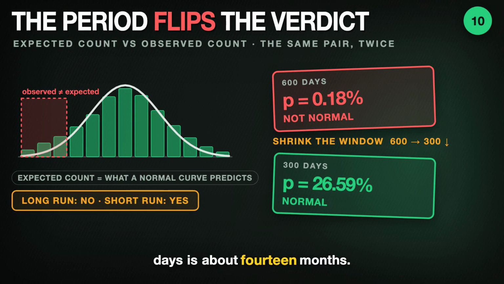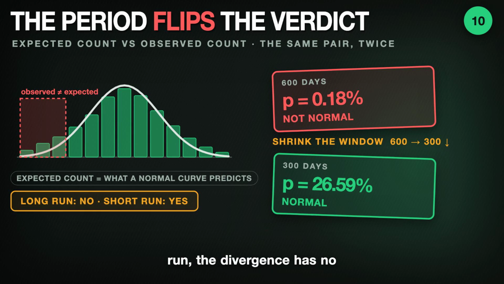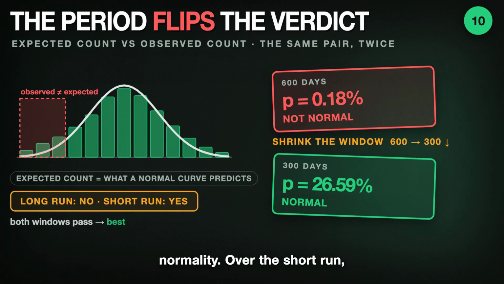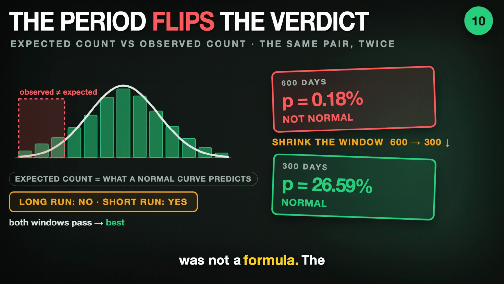300 days is about 14 months. That is not a small sample. So, his conclusion reads like this. Over the long run, the divergence has no normality. Over the short run, it does. Remember what we learned in part 8. Change the ruler and you change the answer. Here the ruler was not a formula. The ruler was the length of the window.